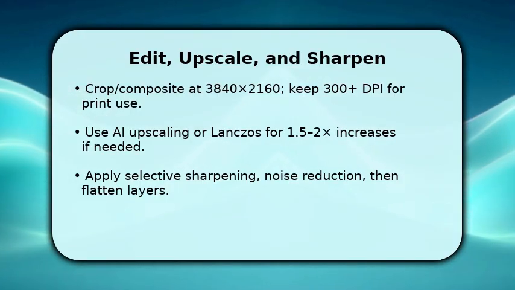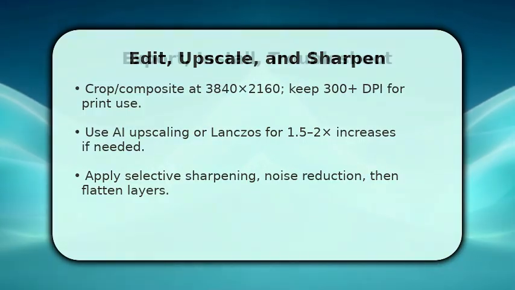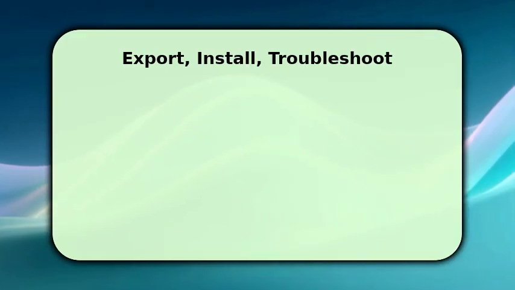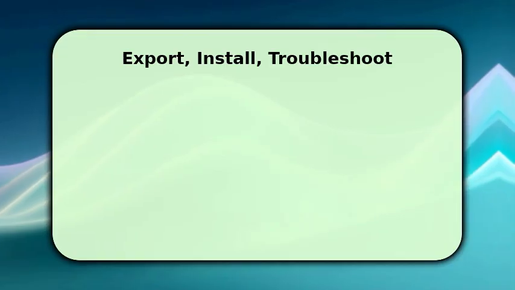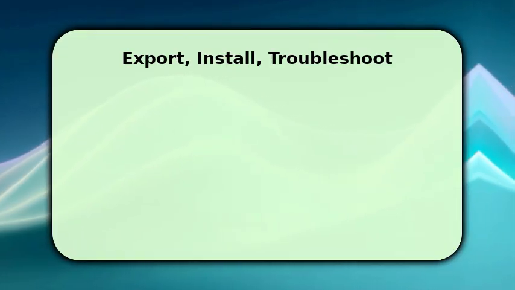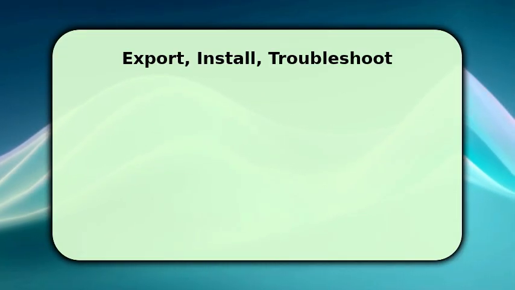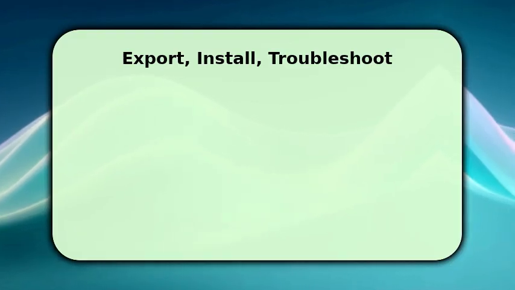You finish by exporting a master file: PNG for lossless quality, high-quality JPEG for smaller size, or WebP to balance both. Always export at 100% and include sRGB for web use. Once exported, install it and set your OS scaling to fill or center so pixels map correctly.